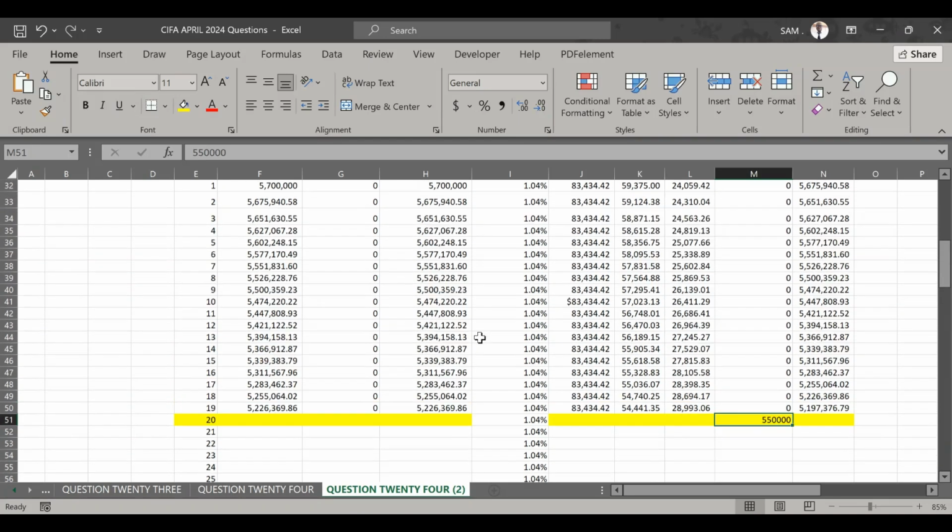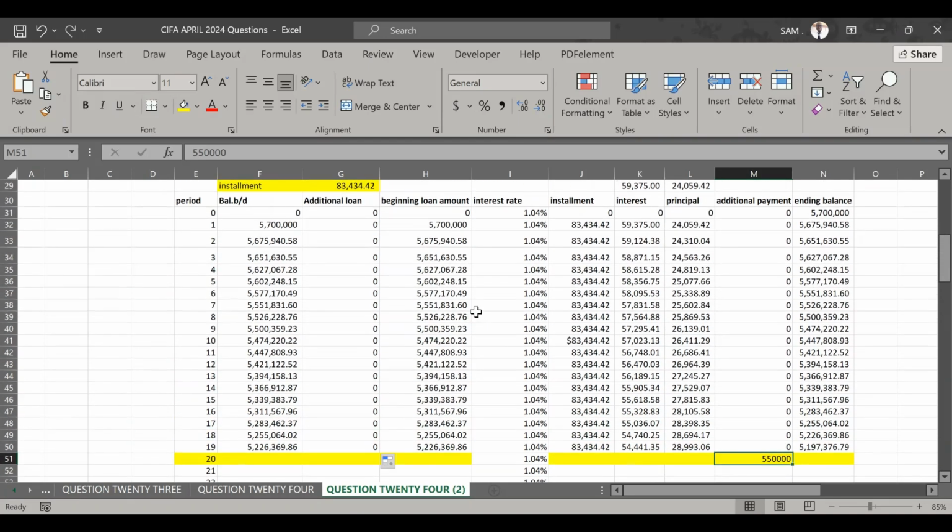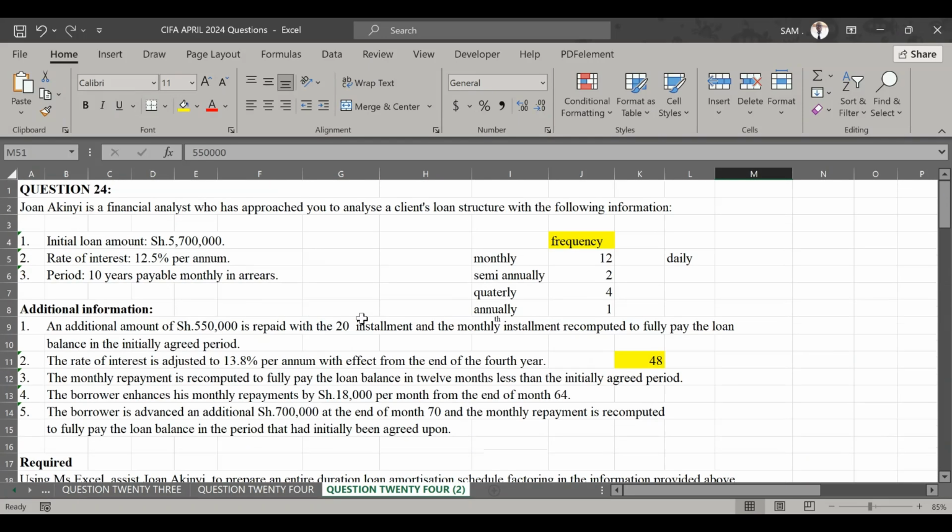Now, when we reach here, we see the first adjustment that the examiner wants us to do. Where do we get it from? Look at additional information 1. We are told an additional amount of 550,000 is repaid with the 20th installment, and the monthly installments are to be recomputed to fully pay back the loan balance in the initially agreed period.